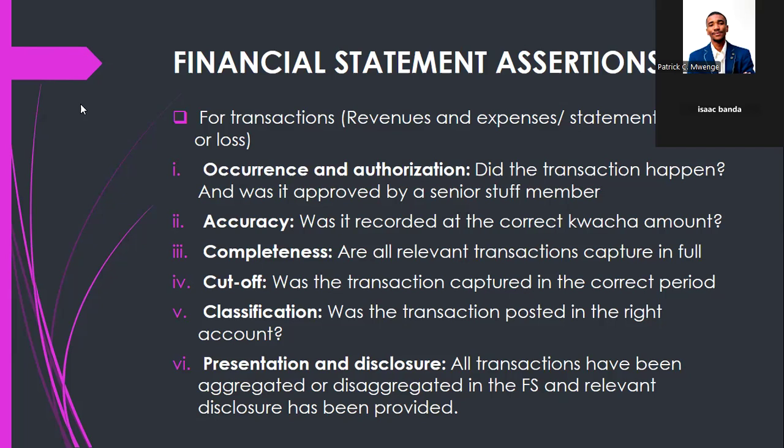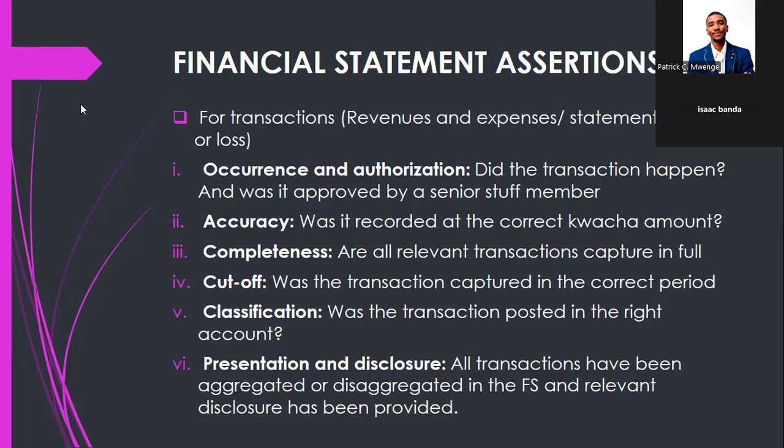What occurrence and authorization looks at is, one, did the transaction happen? And was it approved by the senior staff? So if you're carrying out an audit, you go into the business, you're testing maybe sales, right? There was a sale of 10,000. We're trying to prove, did this sale happen? So what does the auditor do? The auditor asks, was there authorization? Did this sale occur? Do you have invoices? Do you have goods dispatch notes? Then that's testing for the occurrence of that particular sale.